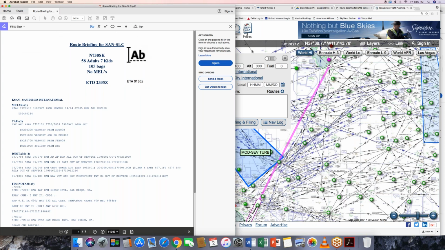I'm going to put a little note on here to find ETA: taxi out plus en route time. Oh, sorry. Yeah, I just barely got it. Yeah, 00:35 is only an hour away from 23:35. Mm-hmm.